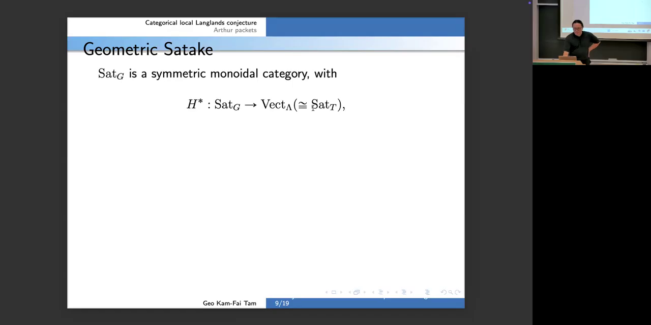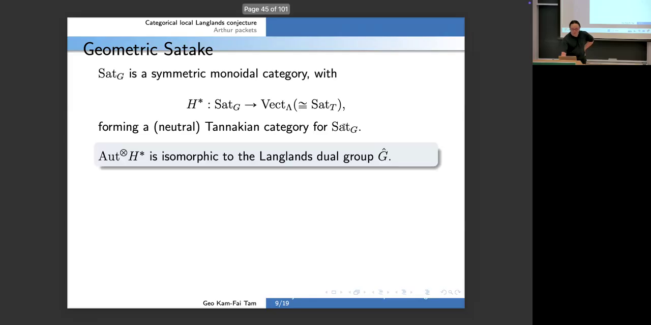As a symmetric monoidal category, sorry, I should say this symmetric monoidal structure with this hypercohomology forms a natural Tannakian category structure on this Satake category. And we can look at the automorphism group of this hypercohomology functor. This is isomorphic to the Langlands dual group G hat. So from something on the Bun_G side, we construct something on the dual group side using this Satake category.